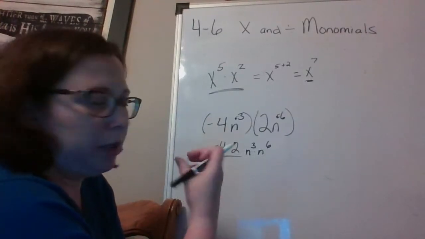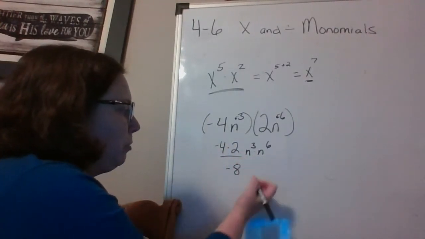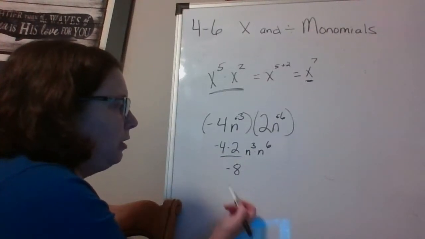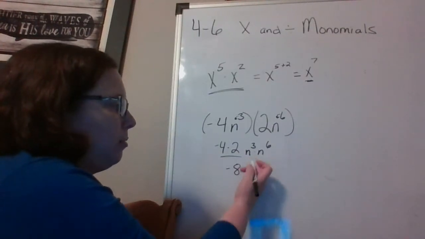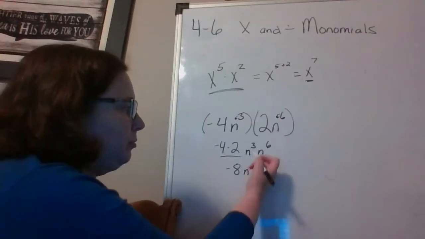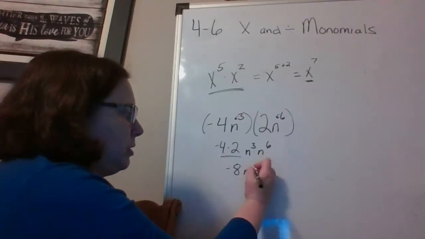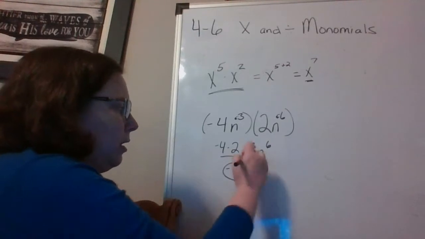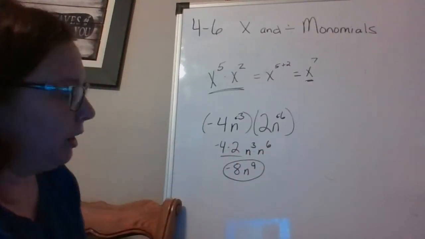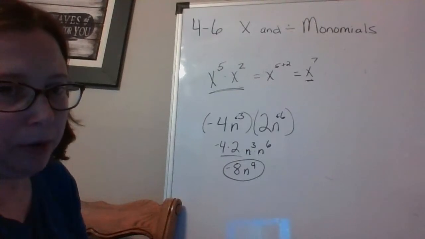The next thing that we're going to do is now simplify. We're going to multiply our numbers. Remember, negative times a positive is negative. And then when I am multiplying these monomials with the same base, I'm going to add my two exponents. So 3 plus 6 is 9. And there is my simplified answer: -8 times n to the 9th power.